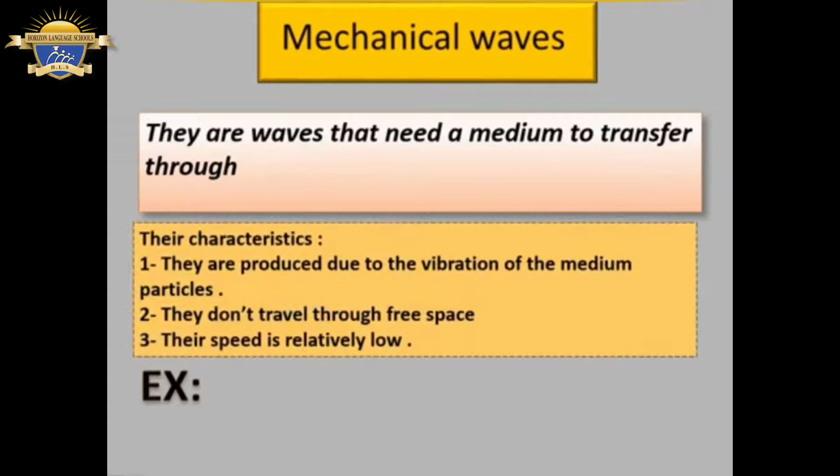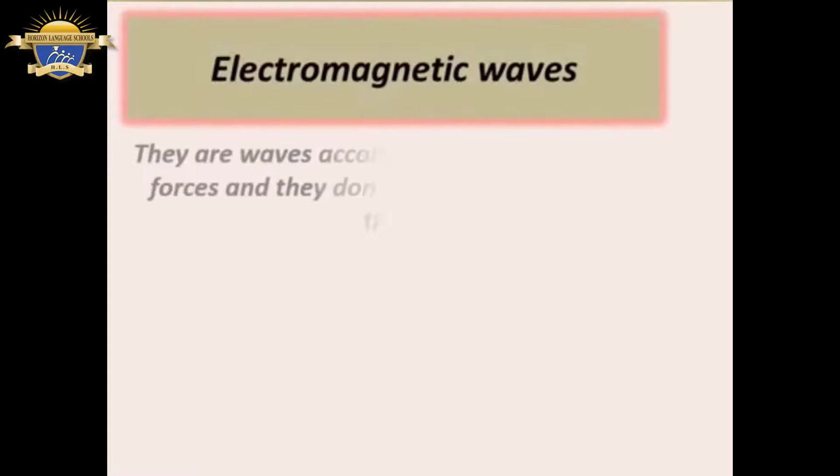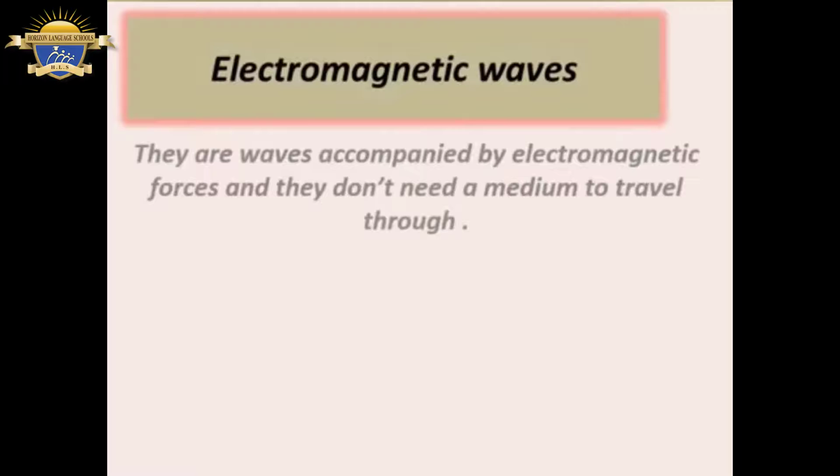Number 1, mechanical waves. They are waves that need a medium to transfer through. Their characteristics: they are produced due to the vibration of the medium particles. Number 2, they don't travel through free space; we need a medium. Their speed is relatively low. Examples: sound waves and water waves.